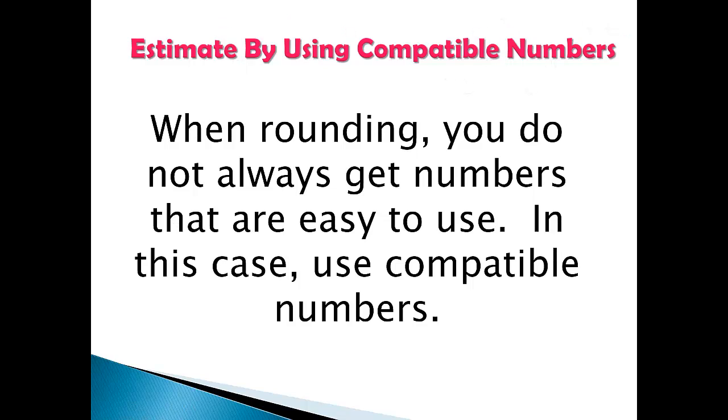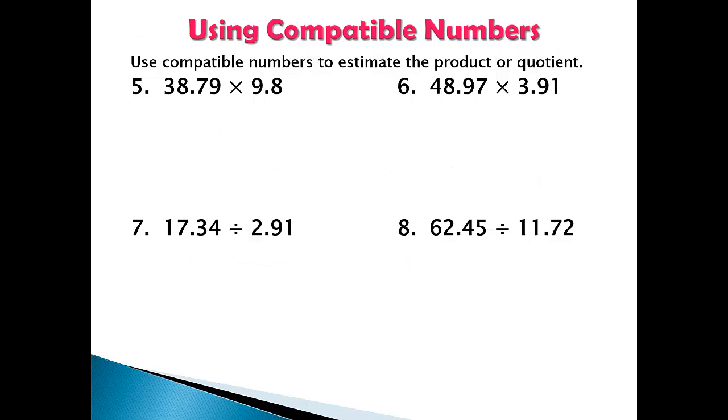Another way we can estimate is by using compatible numbers. When rounding, you do not always get numbers that are easy to use. In this case, use compatible numbers. So now we're going to try a few examples where we're using compatible numbers to estimate the product or quotient. Compatible numbers means that we're going to round the numbers in a way that it's easy for us to either multiply or divide. So for number 5, we have 38 79/100 times 9 8/10.